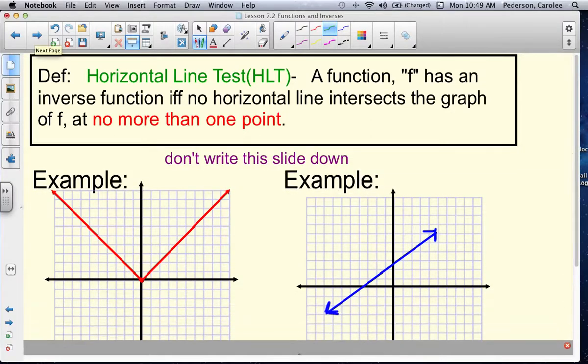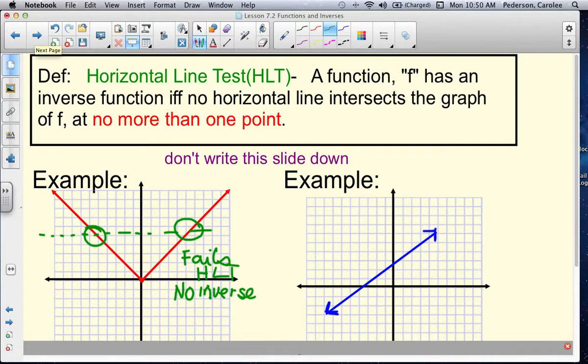So here are 2 examples. You don't need to write them down. The first example on the left, the blue and the red, are what we're going to look at. If I create a horizontal line through the first example here, this horizontal line touches here and there. So what we say is this example fails the horizontal line test. So that means there's no inverse possible for this function.